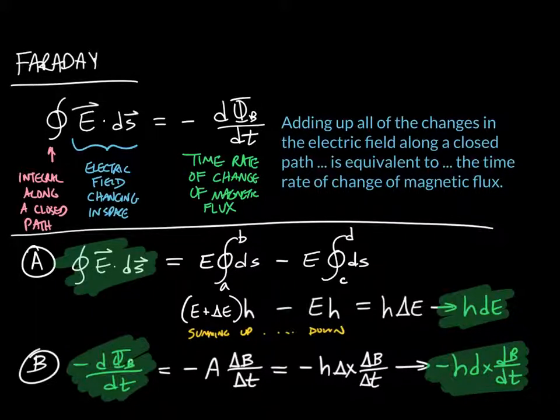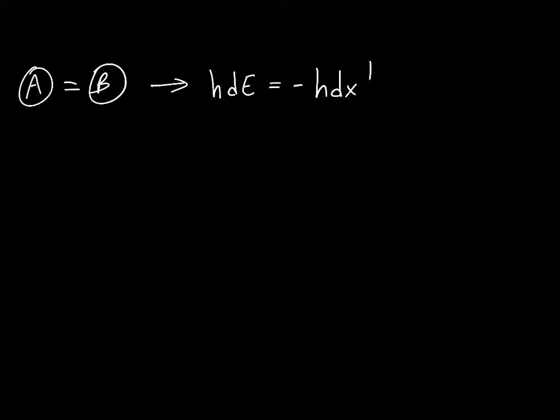Since I'm out of space, I'll continue on to the next page here. We know that A equals B from our equations, and so that means H dE will equal minus H dx dB dt. So the h's drop out, and you get a nice, pretty differential equation: dE dx equals minus dB dt.